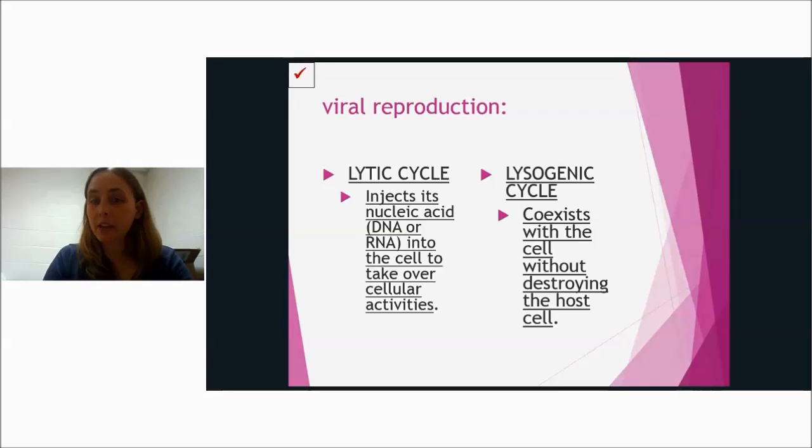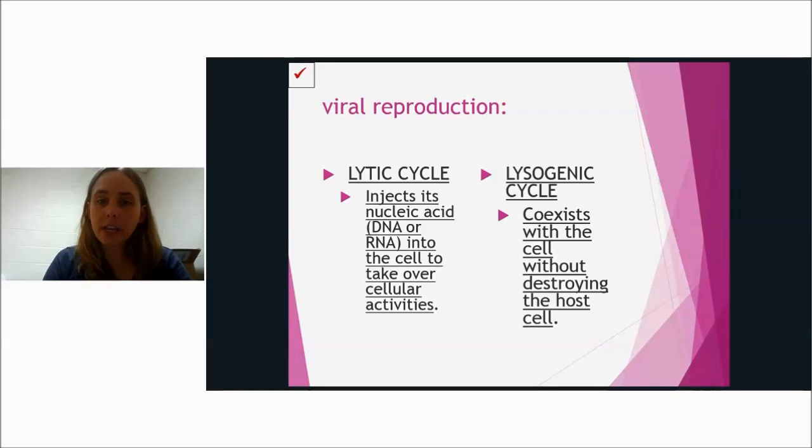There are two different cycles for this. One is the lytic cycle. That is when they inject their DNA into the cell and take over the cellular activities. So once they've injected their DNA into the cell, they take over, and then the cell is there to just reproduce more of the virus and more of the virus.